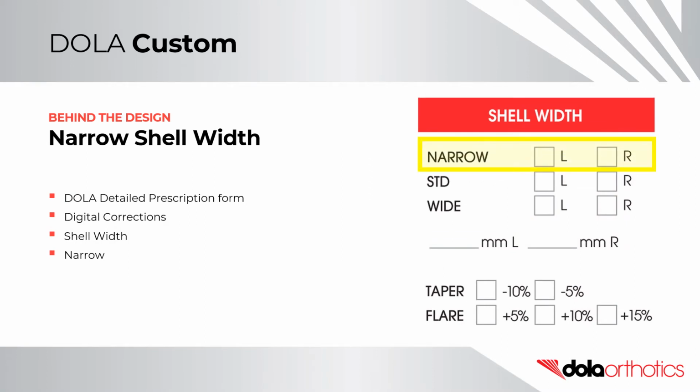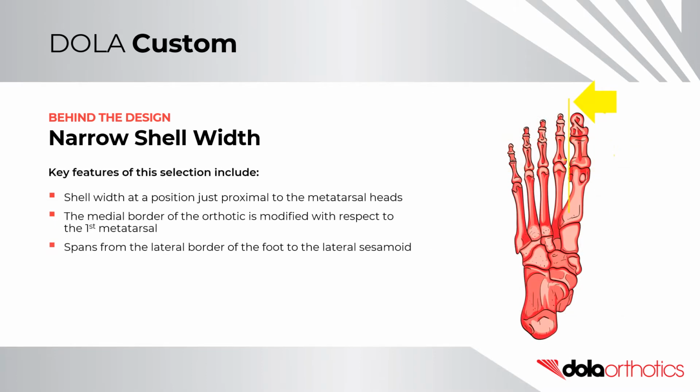They selected the narrow option from the shell width options in the digital corrections section of the DOLA detailed prescription form. Key features of this selection include the width of the shell at a position just proximal to the metatarsal heads. The medial border of the orthotic is modified with respect to the first metatarsal. A narrow shell width spans from the lateral border of the foot to the lateral sesamoid.